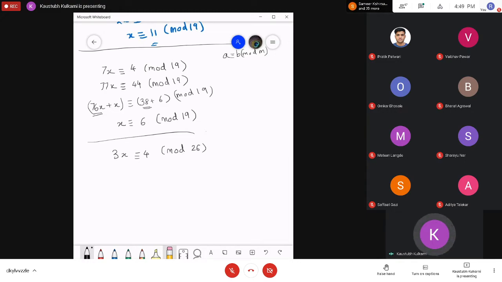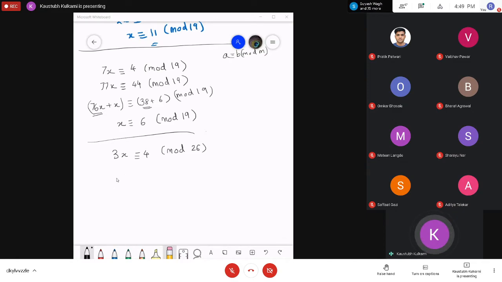You can also directly find the inverse of 3 mod 26. Nine, yes, 9 is correct. 3 into 9 is 27, and 27 mod 26 is 1. So 9 is the inverse. Okay, I hope all of you got that. So 3 inverse is 9.